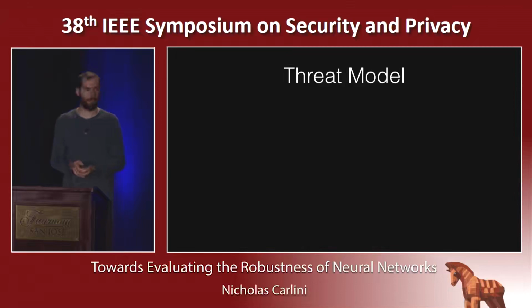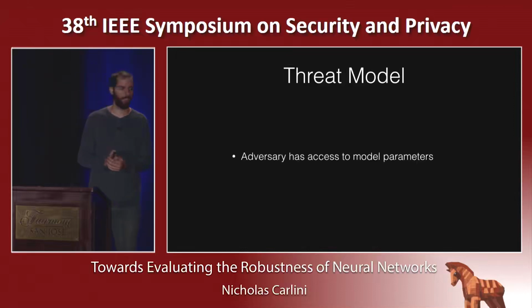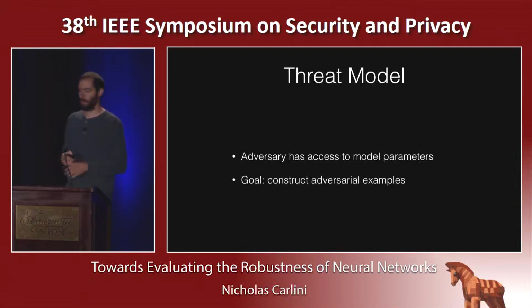So, brief threat model. I'm going to assume that the adversary has complete access to the model and all of the parameters. Some good work has been shown that actually you can relax this assumption, but for the purpose of this talk, let's just assume that the adversary has complete access to the model. And their goal is going to be to construct adversarial examples, to construct these fooling images on this network.